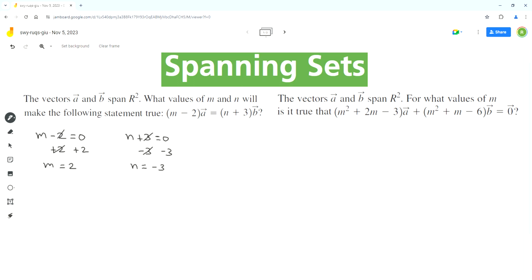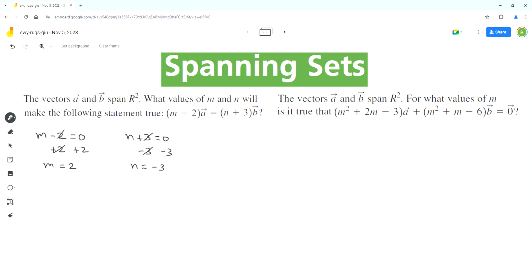So that means if M is equal to 2 and N is equal to negative 3, this equation will be true because A and B span R square, so they cannot be equal to each other. So we have to find the M and N values that make both sides of this equation equal to 0. So this should be the final answer for the first problem.